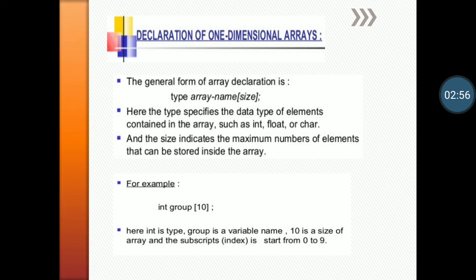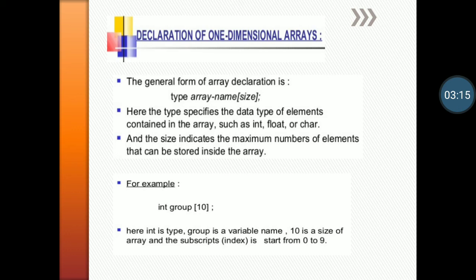Then how to declare a one-dimensional array? The general syntax is data type, array name, size. Here type specifies the data type of elements contained in array such as integer, float or character, and the size indicates the maximum number of elements that can be stored inside the array.